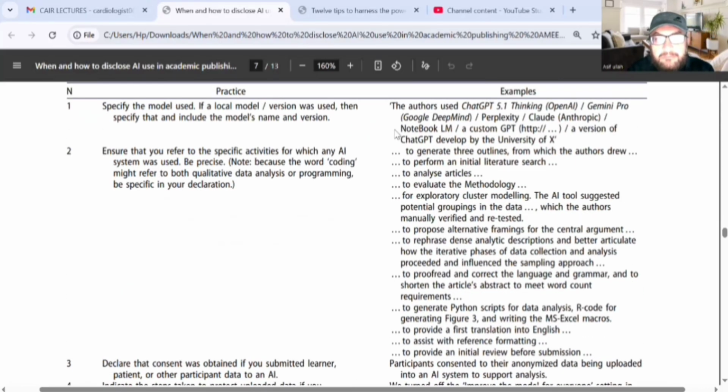Right, because ChatGPT 3.5 from 2022 is a completely different mechanism than a model like GPT-4 or Gemini Advanced. It has drastically different parameters and hallucination rates. So you have to say, we utilized ChatGPT version 4.0. Exactly. The second practice requires detailing the specific activities the AI performed.